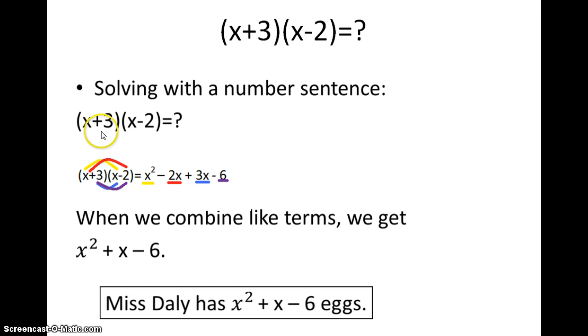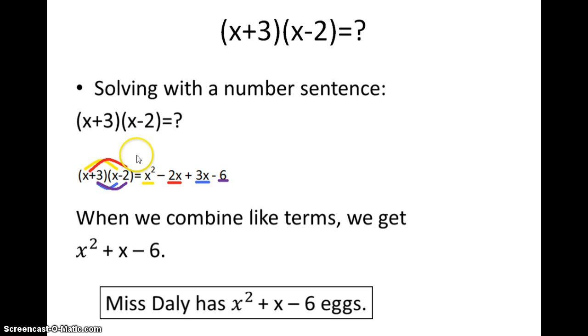Now we're going to FOIL this out. With our F in FOIL, we're going to do the first ones in the yellow here. So x times x gives us x squared. Then O in FOIL is the outer, so x times negative 2 gives us minus 2x. Then we do our inner: 3 times x gives us 3x, so we add 3x here. And then the last, 3 times negative 2 gives us negative 6.